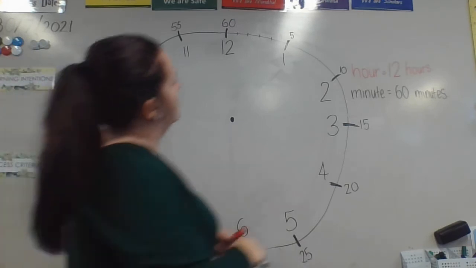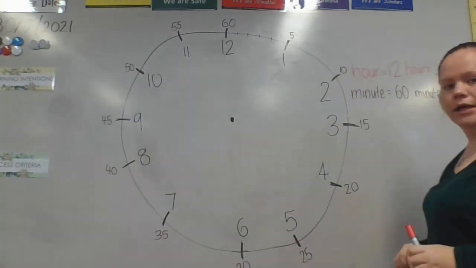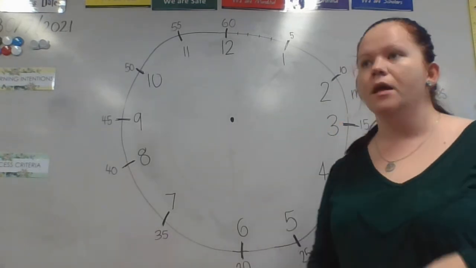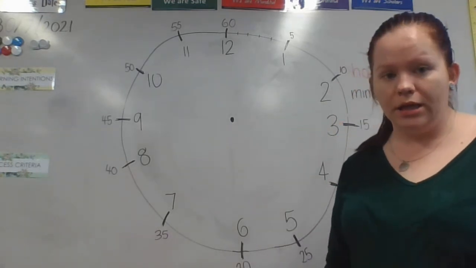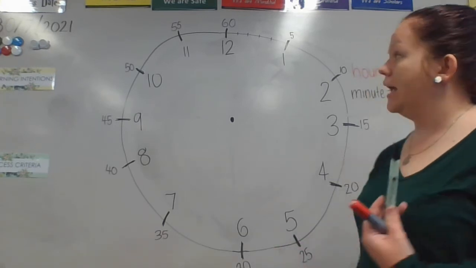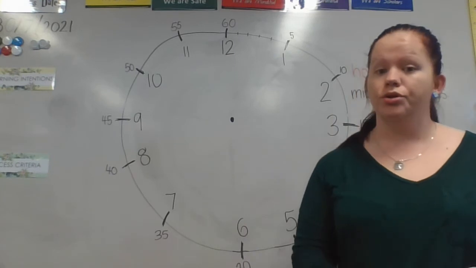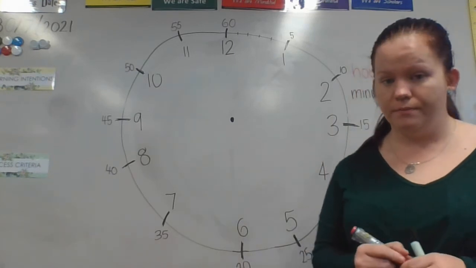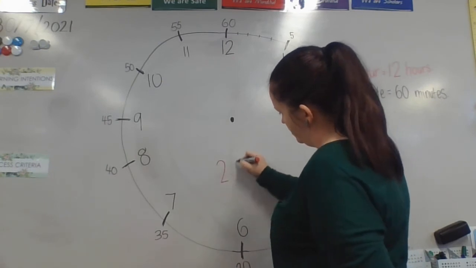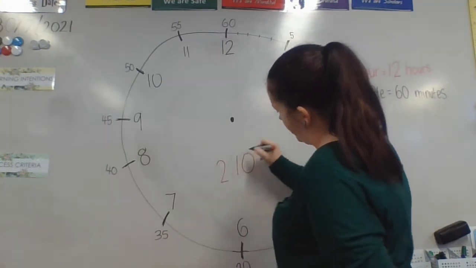So now I've got it marked that I can see that each number represents 5. Now I need to find the time on my clock. It says that it is 2:10. So I'm going to write in the middle 2:10 so I can remember what I need to do.